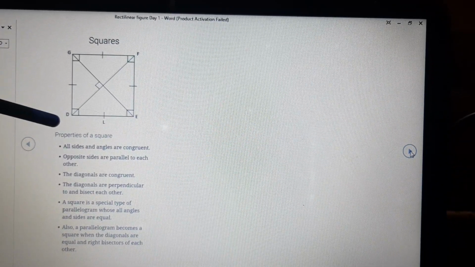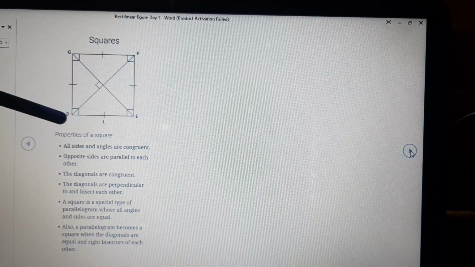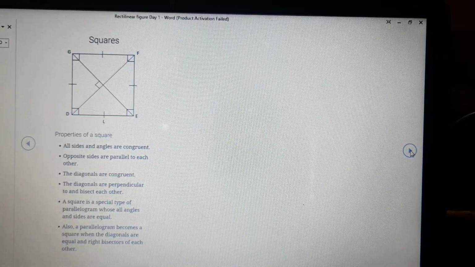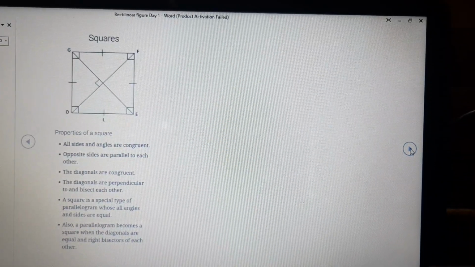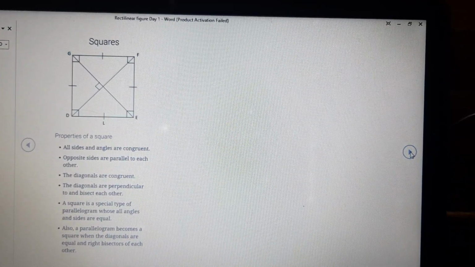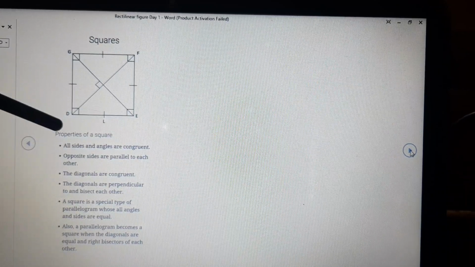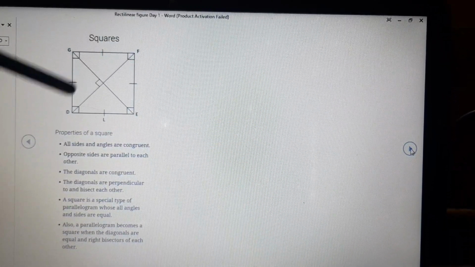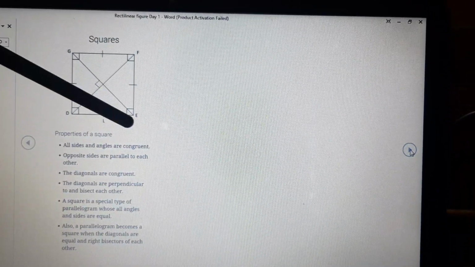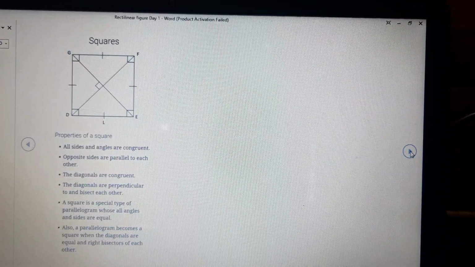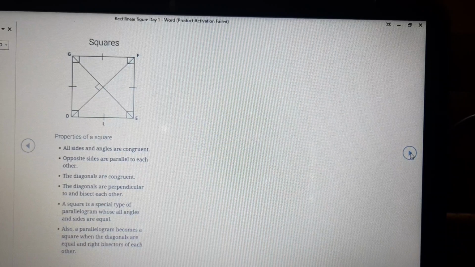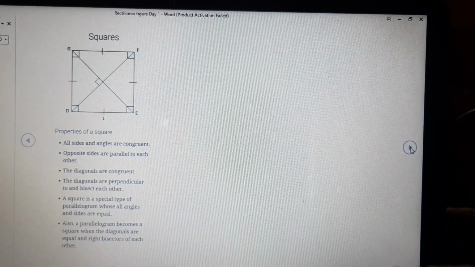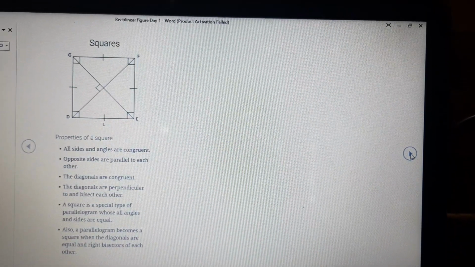Suppose diagonal DF is 6 centimeters. If DF is 6 centimeters, DE will also be 6 centimeters, and they are bisected. So AD becomes 3, AF becomes 3, AG becomes 3, AE becomes 3. Okay, so all four parts will be equal to each other. The angle formed between them will be 90 degrees. Fine.